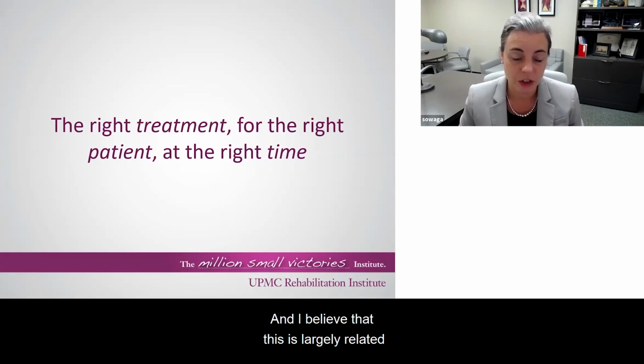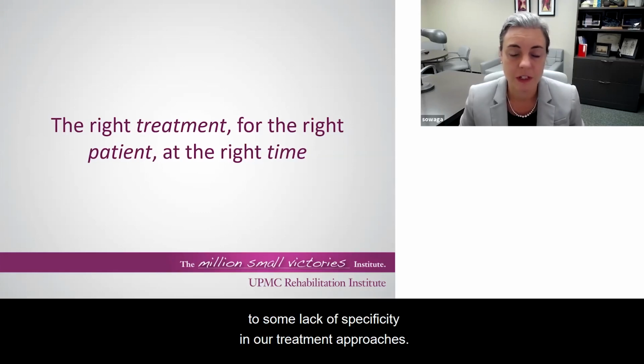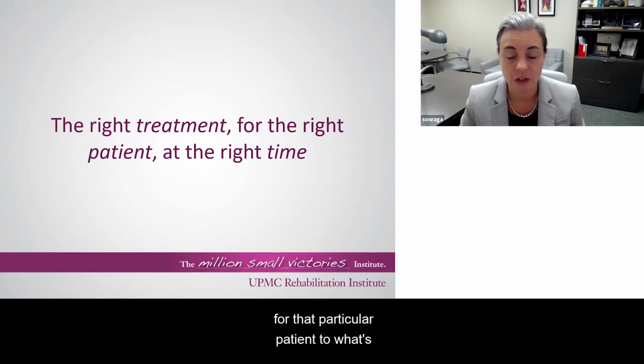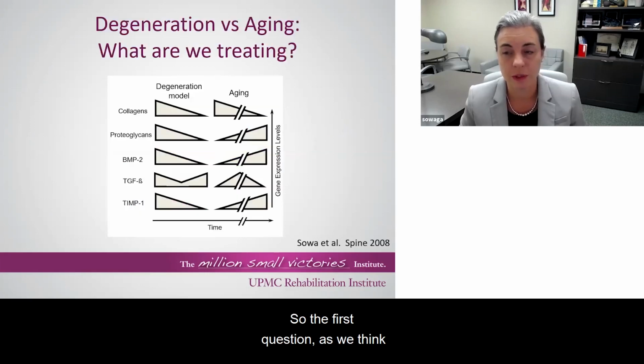And I believe that this is largely related to some lack of specificity in our treatment approaches and not matching appropriately the treatment for that particular patient to what's going on with their individual biology as well as their level of function. And in order for us to be able to address this, we're going to have to change our approach and really start to phenotype patients. And so what I'll share with you today are some examples of how we've looked at this in a number of different musculoskeletal conditions to try to better phenotype these patients and better rationally design their care to perfectly fit their exact phenotype. So the first question, as we think about the musculoskeletal system, is really what are we treating?